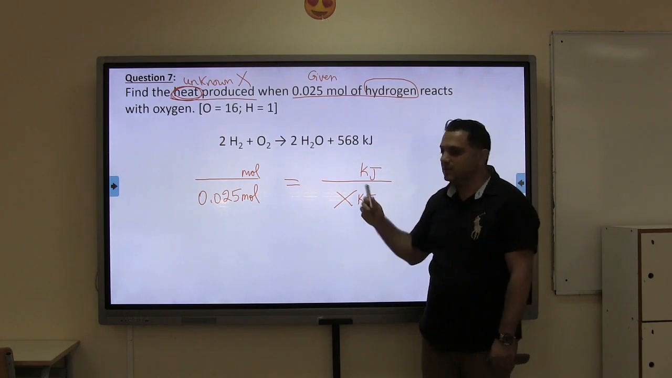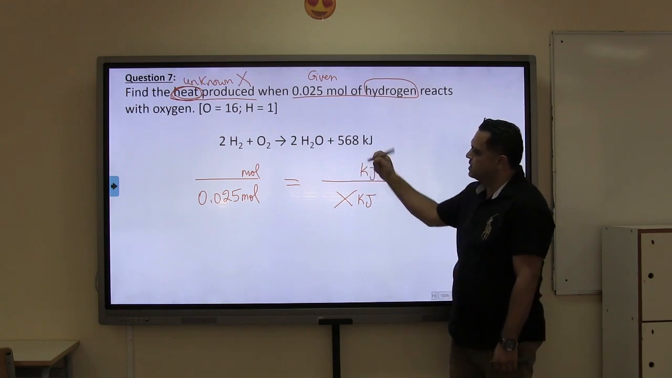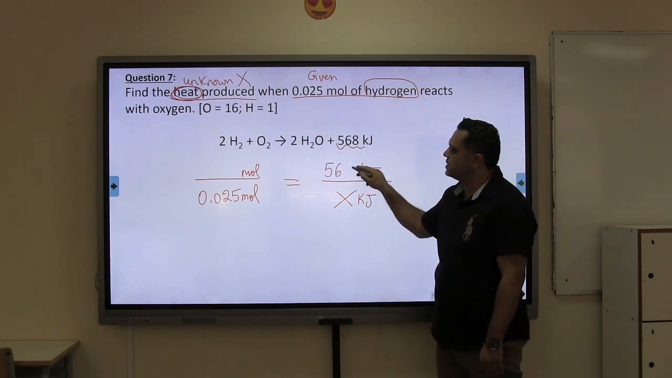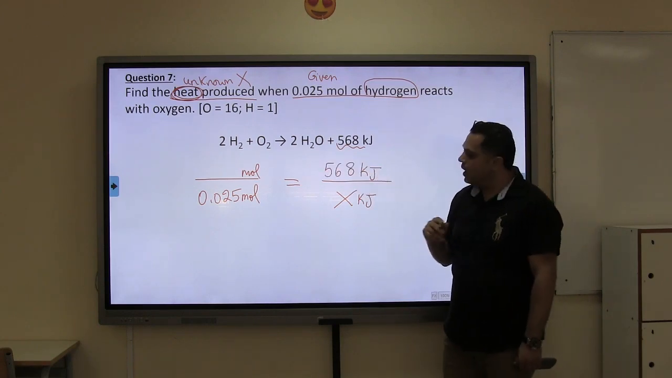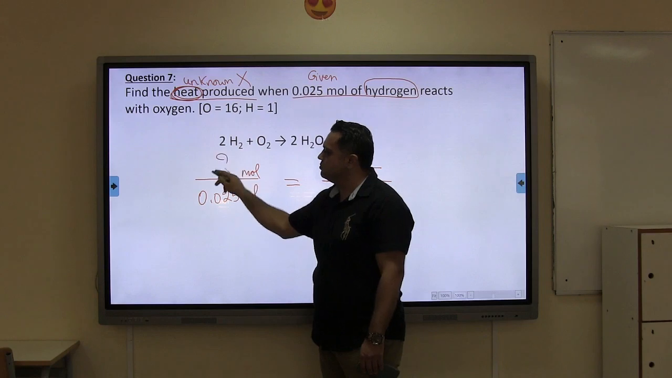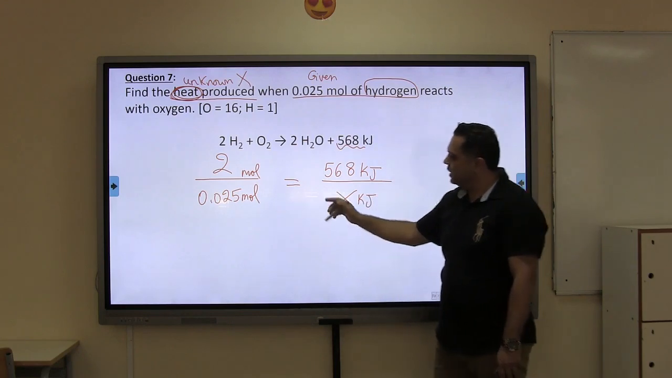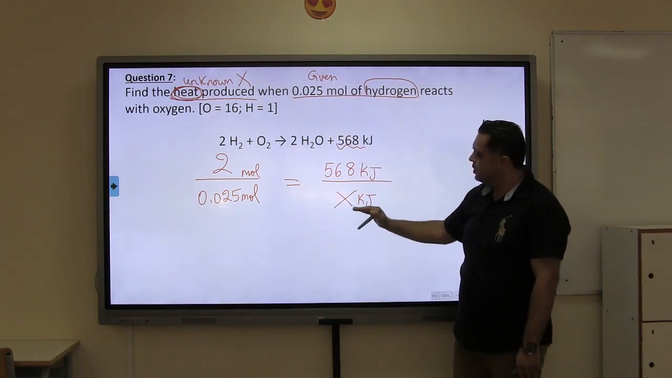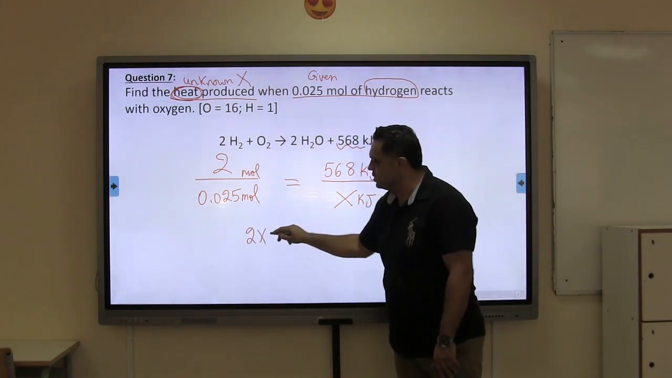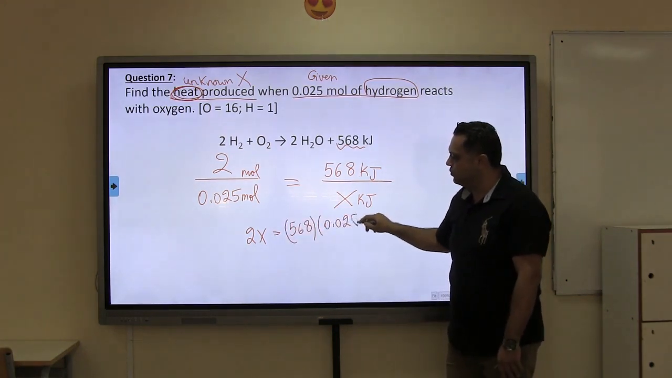So how can we find the most convenient ratio, or the reaction ratio here? Kilojoules will be the same as present in the reaction, 568. So this is 568 kilojoules. And for the moles, I need to write just the coefficient. The coefficient for hydrogen is 2. So I will just write 2. So I have 2 divided by 0.025 equals 568 over x. I want to find x. I cross multiply. 2 times x, 2x, is equal to 568 times 0.025.